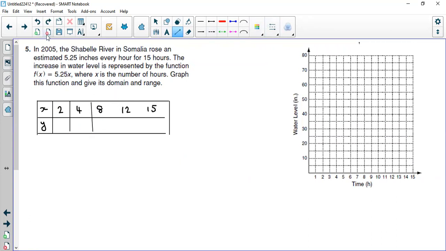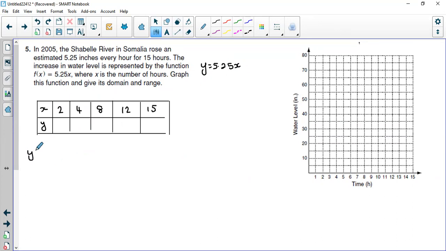Now we are going to work it out with the formula. The formula given for us is y is equal to, or f of x is equal to 5.25x. So this is the formula, y equals 5.25x, which means you're going to substitute the values of x here. To get started, first we'll start with 5.25 multiplied by 2. This is going to give you 10.5.